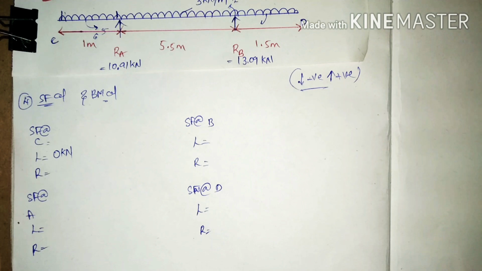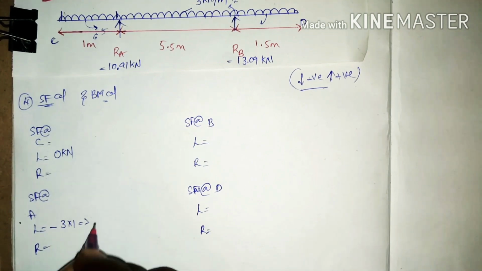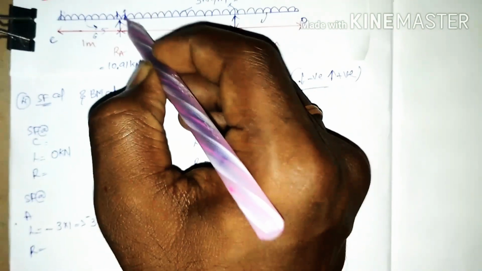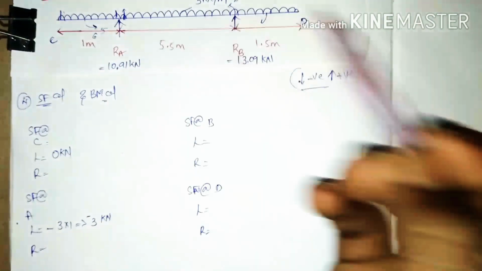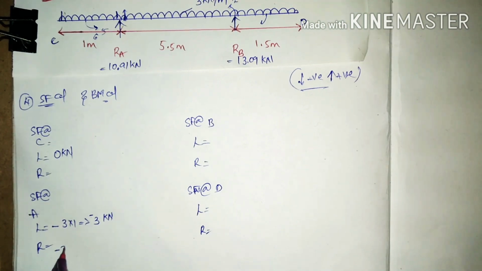Here the UDL is acting in the downward direction, so it is negative: minus 3 into 1, which is going to be minus 3 kilonewtons. And moving on to the right of A, we are having the UDL and the upward reaction of RA. When I stand here itself, we have the upward reaction RA and the UDL, 3 kN per meter into 1. Up to the left we are having minus 3.